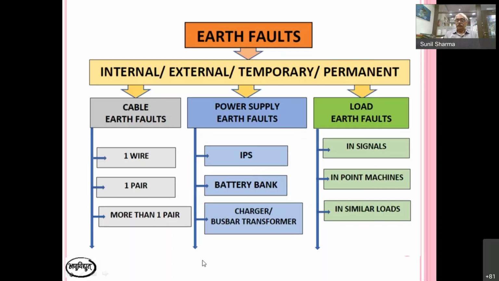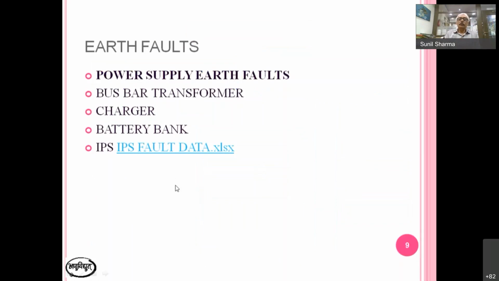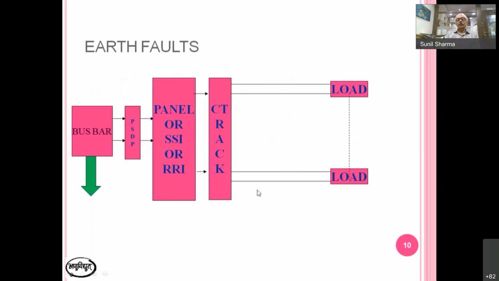Okay, these are the earth faults. Just to summarize: earth faults in power supply, busbar, transformer, charger, battery bank, IPS, as I have already explained to you. Now I will make an example. Suppose a busbar is here. This is your power supply distribution panel. This is your panel, SSI, RRI circuitry, CT rack. These are the cables going to the load. There are many cables here and many loads.